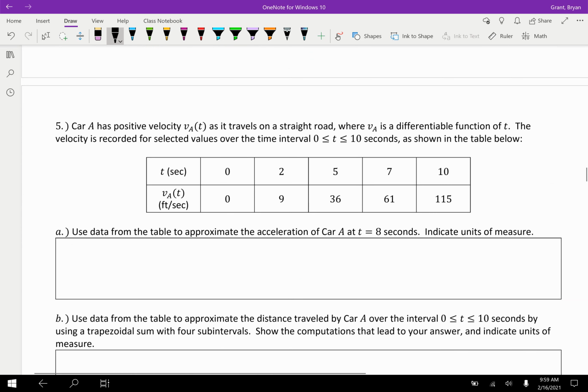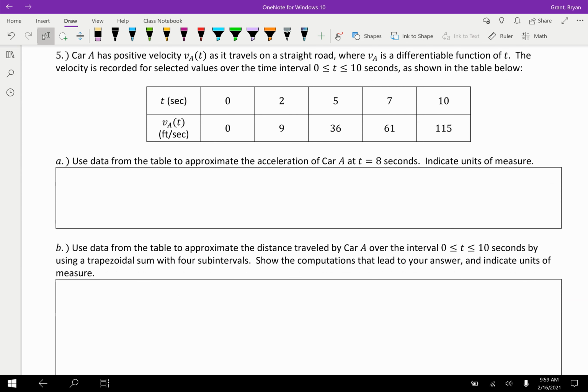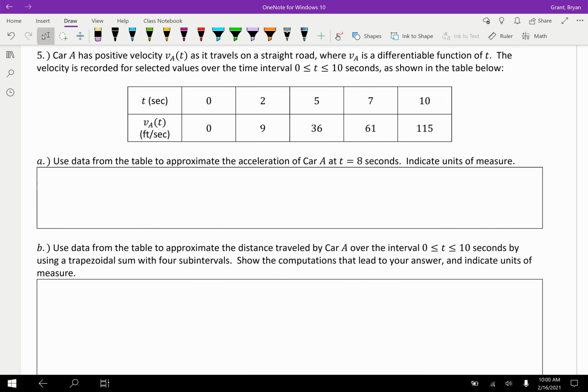Alrighty, let's jump on to problem 5. I'm actually not going to do any of problem 5 completely, but I will help you set up each one. Problems 5 and 6 are going to be talking about velocity. We need to remember that velocity is also a derivative. It's a rate. And they're actually going to be talking about 2 different cars here.